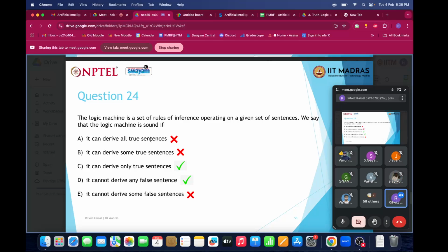A logical machinery can be sound, complete, or both sound and complete. If it is only sound, it can derive only sentences that are true. If it is only complete, it can derive all the sentences that are true, all the possible true sentences. If it is sound and complete, it can derive all the sentences that are true and only the sentences that are true.